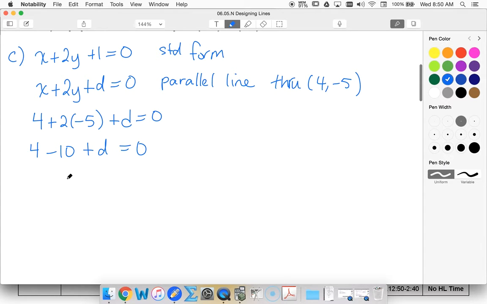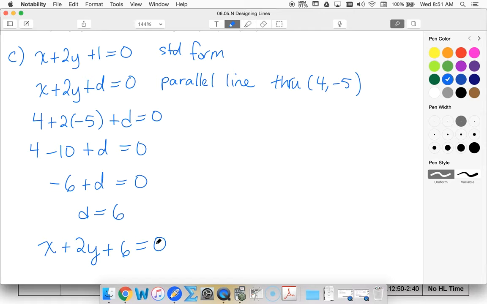4 minus 10 is -6. So -6 plus what is 0? Well, my d value must be 6. This tells me my parallel line is going to be x plus 2y plus 6 equals 0.